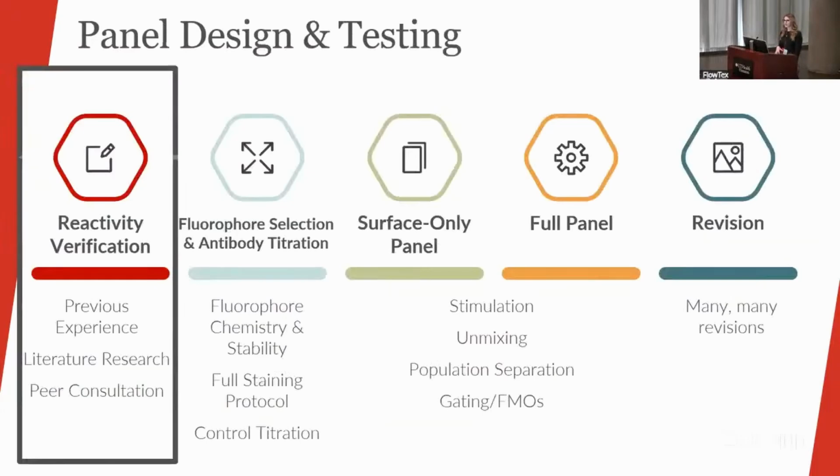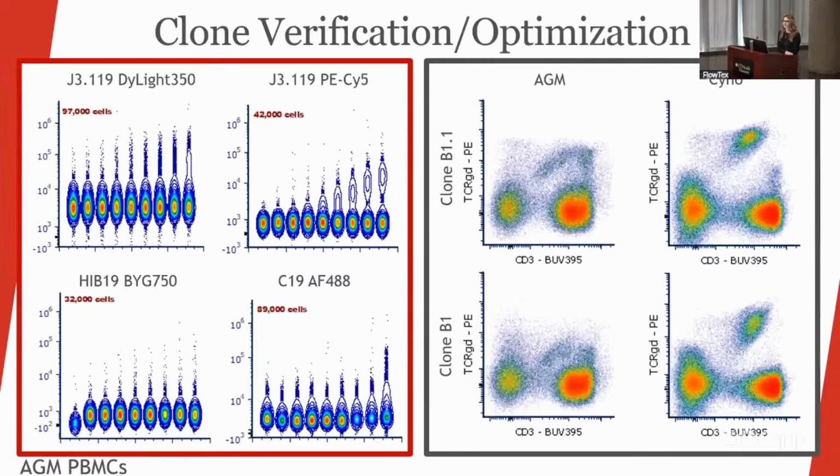I'm going to talk to you today about some of the different things that we've done to optimize this panel. First is reactivity verification, because reactivity with non-human primate species is slightly different than human. So we need to make sure that our antibodies are actually binding to what we're expecting. Then we go to fluorophore selection and antibody titration. You guys have seen all of this before. I'm just reiterating things that you already know, but we're going to see some examples. Then I went on to surface-only staining for the panel, then added intracellular staining back in, and flip-flopped until I was done making some revisions. So first, we're going to go through reactivity verification.